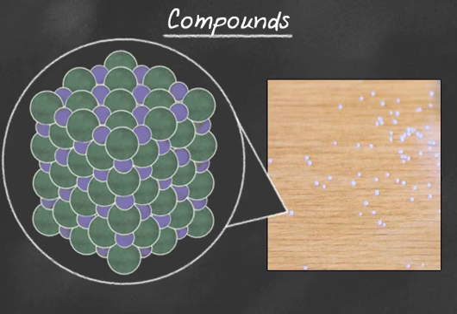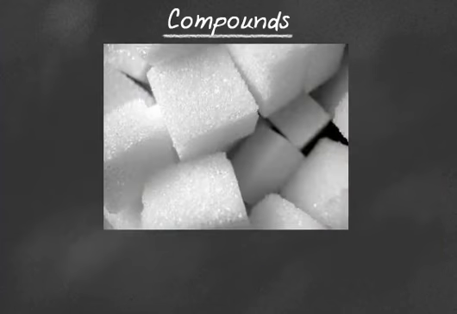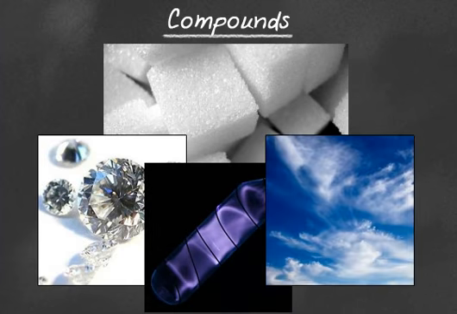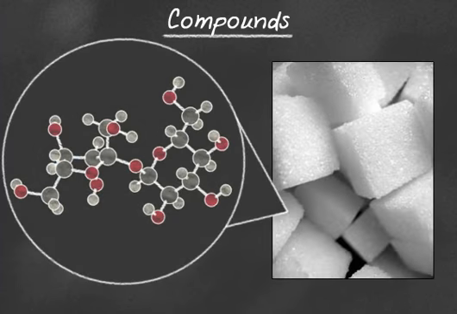Common table sugar is a compound that is formed from the elements carbon, hydrogen, and oxygen. When these elements combine, they form a compound with characteristics that are very different from any of the elements that compose it.